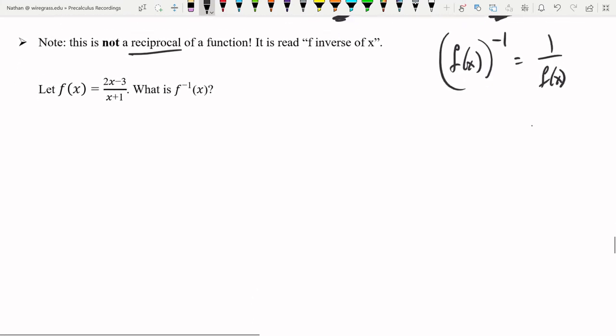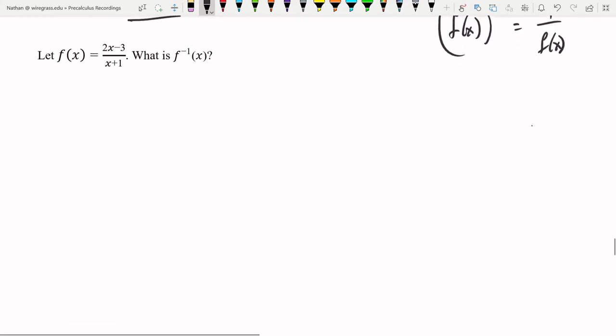Okay, so f of x equals this rational function. What's f inverse of x? Well, I'm going to first change f of x to y and do the same process. I'm going to flip x and y. Now there's two x's here. That's fine. Change them both to y and change the y to x.